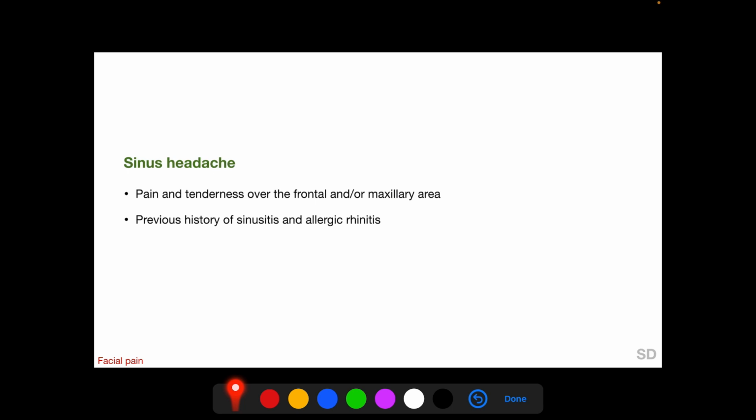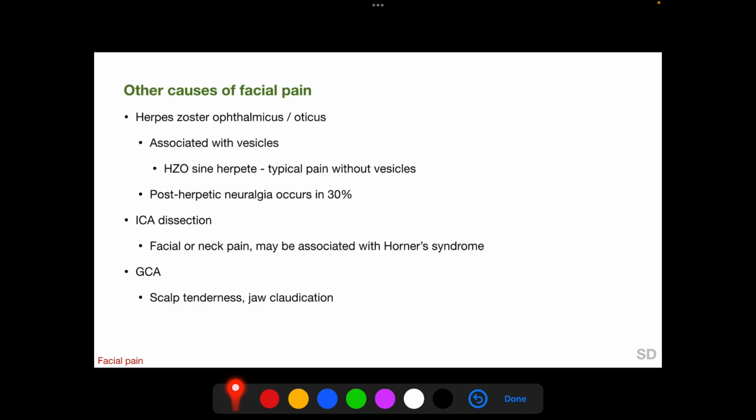Sinus headache is probably the most common form of facial pain, and we find pain and tenderness over the frontal and maxillary area. Patients usually give a history of sinusitis and or allergic rhinitis. Other causes of facial pain include herpes zoster ophthalmicus and herpes zoster oticus, and herpes zoster is associated with vesicles. However, there is an entity called zoster sine herpete in which there is a typical pain without vesicles, and post-herpetic neuralgia after the skin eruption occurs in 30% of patients with herpes zoster.